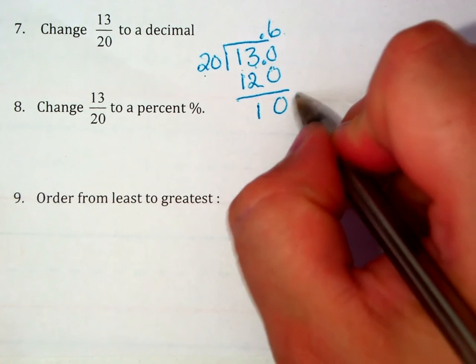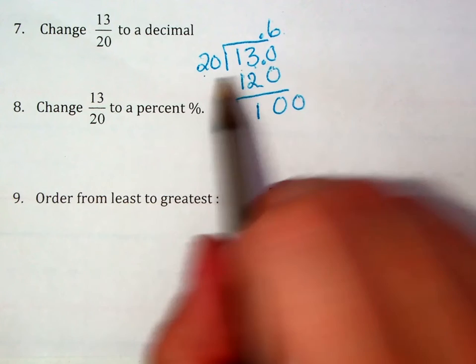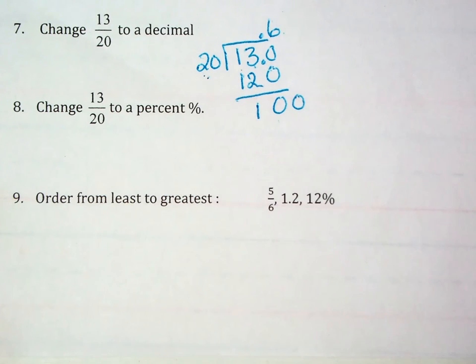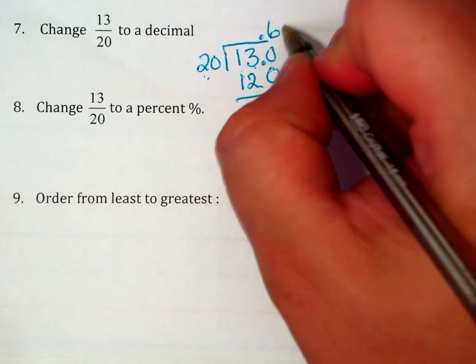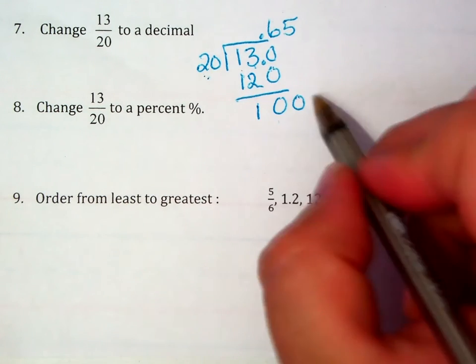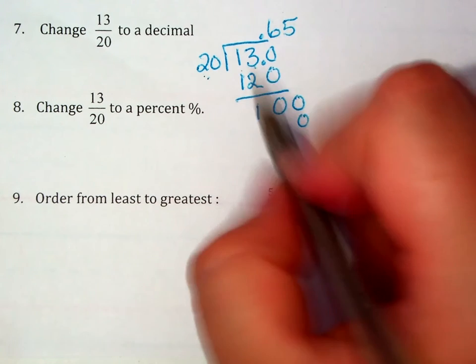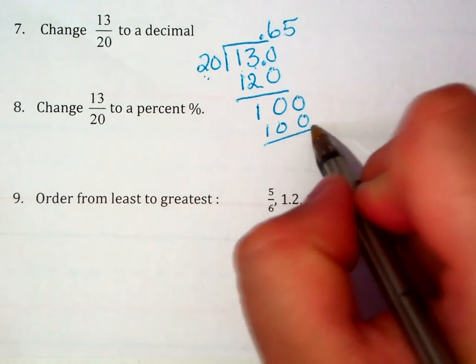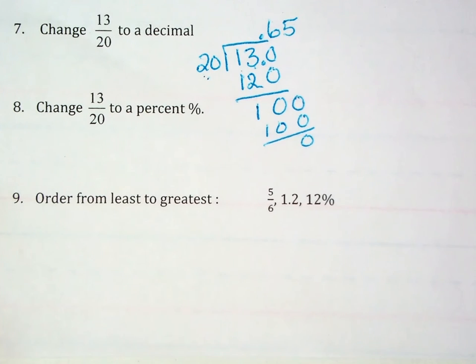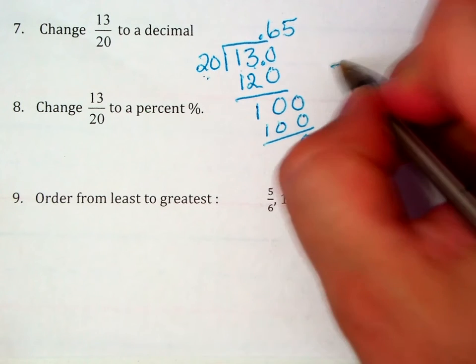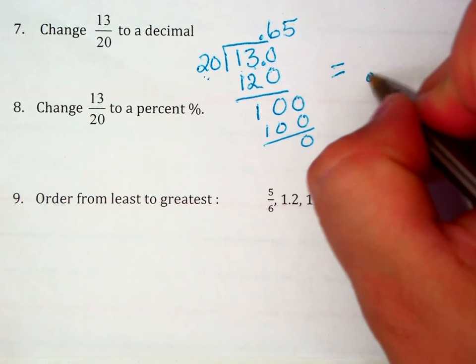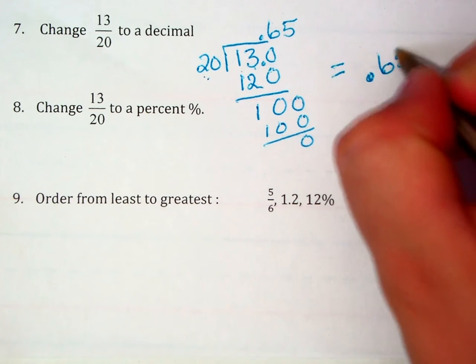So I'm going to add another 0, and we now see that 20 can go into 100. I already said 5 times. We'll check our answer. 5 times 0 is 0. 5 times 2 is 10. That subtracts down to 0, so our final answer will be 0.65.